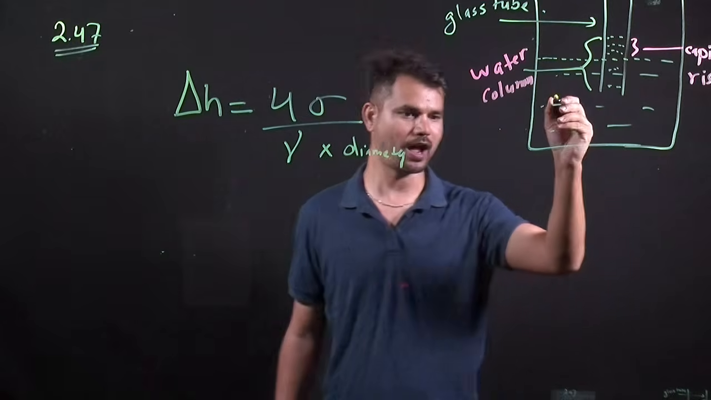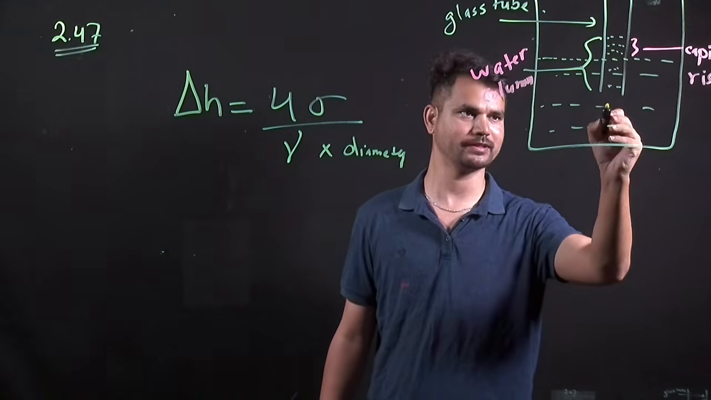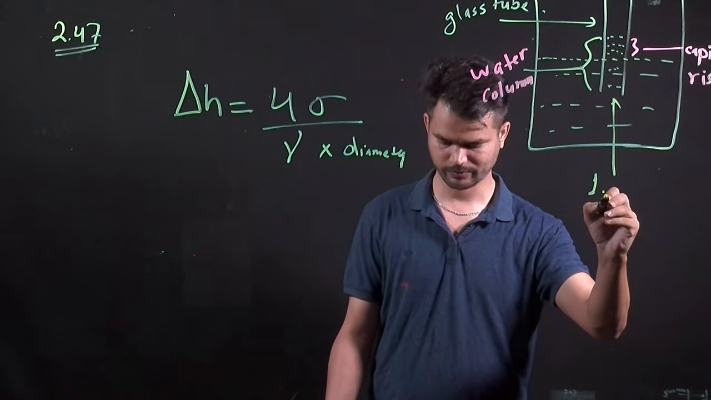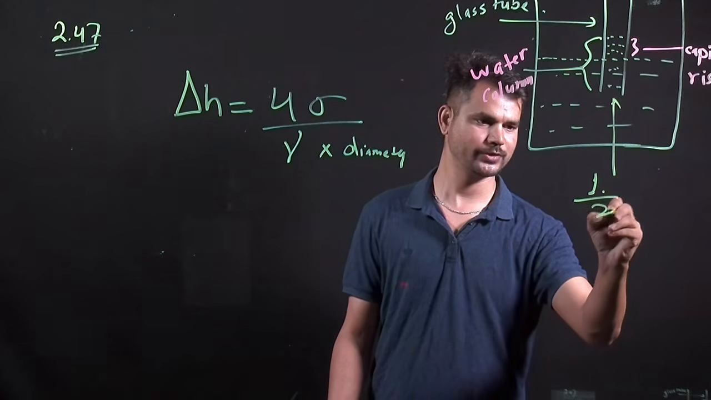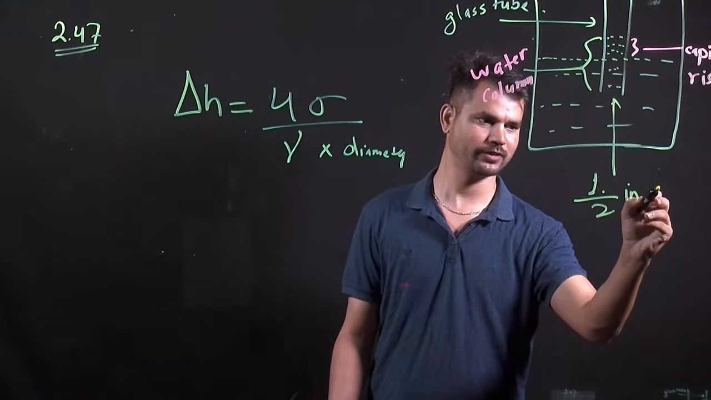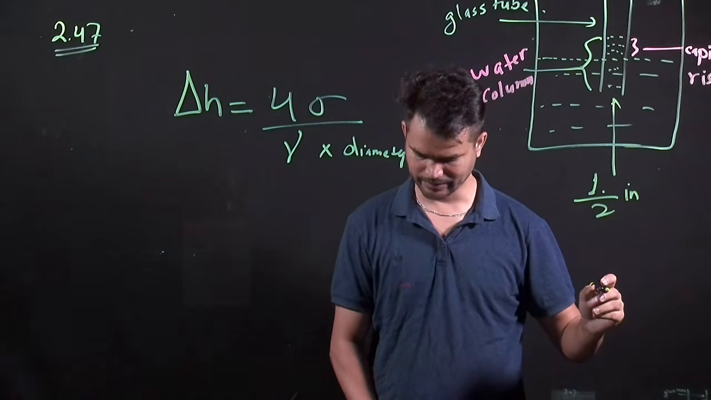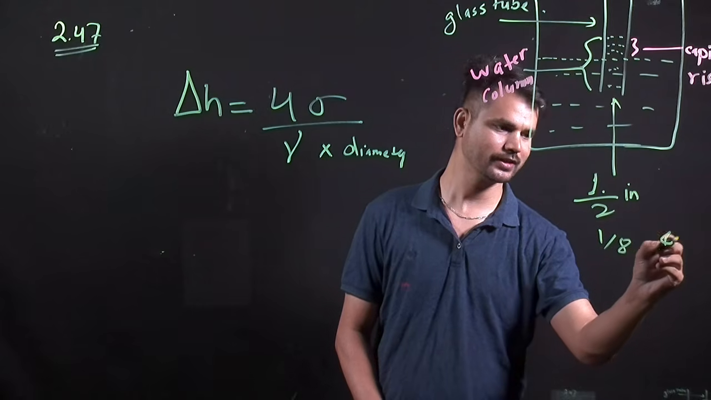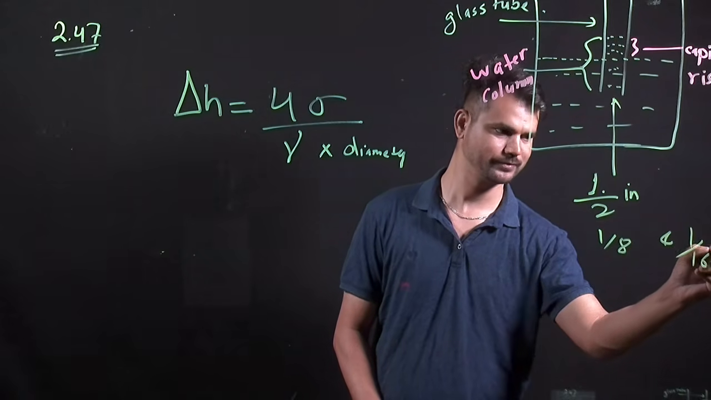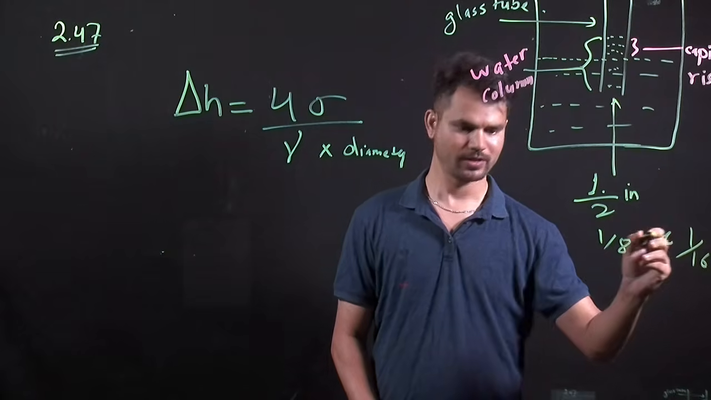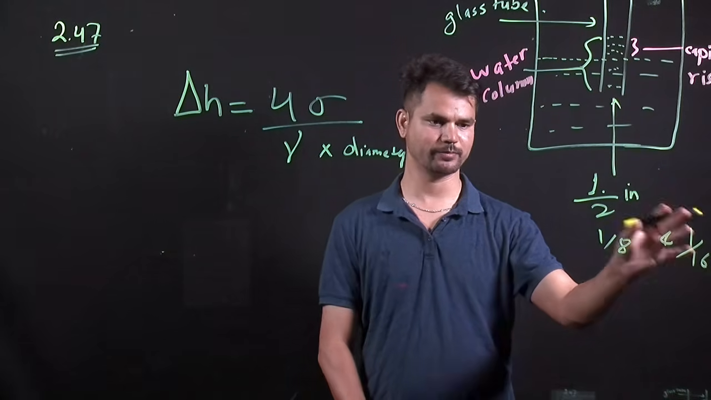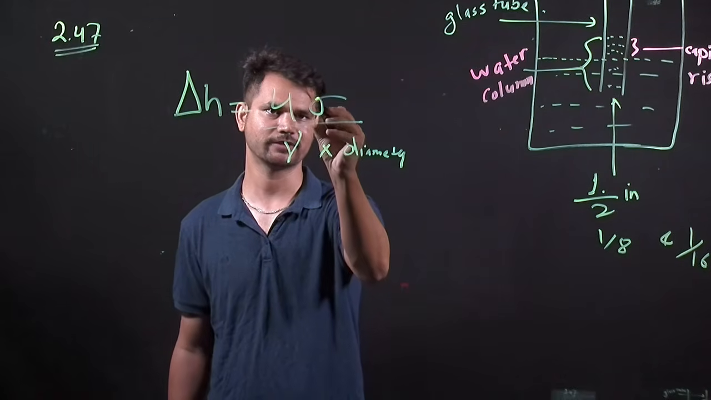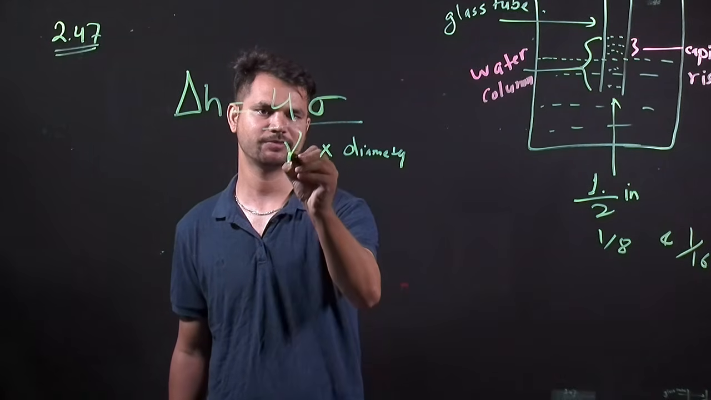Here we already have the diameter, which is 1 by 2 inch in the first case, in the second case it is 1 by 8, and in the third case 1 by 16 inch. Before we use these values in this equation, first we need to find the surface tension and the specific weight.